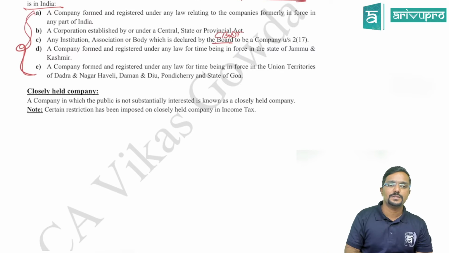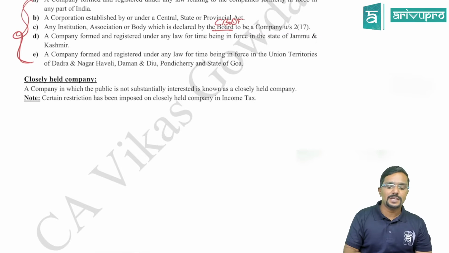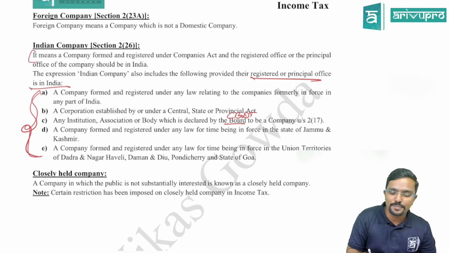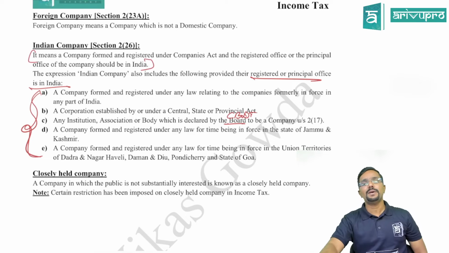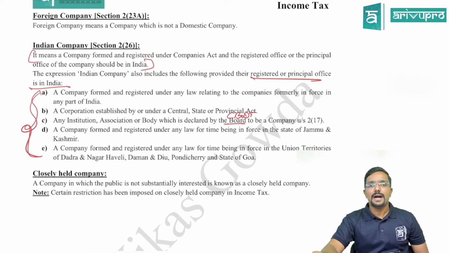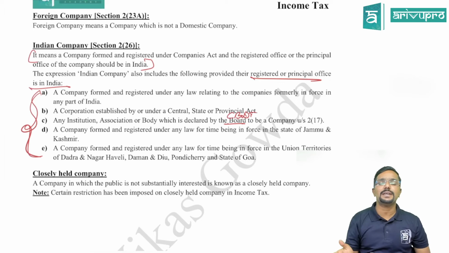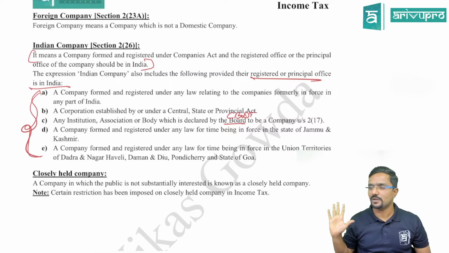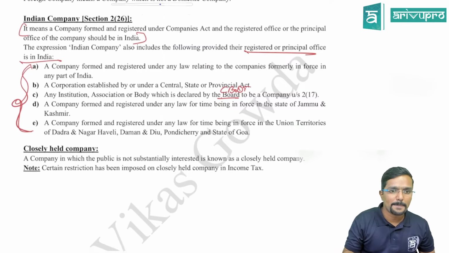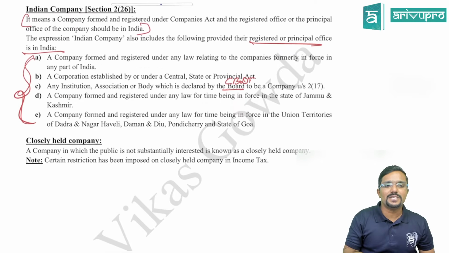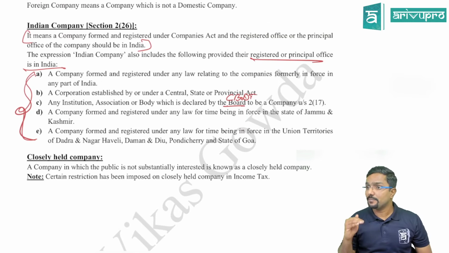Chalo. So sir, are these 5 points important for us? No. Okay, so these 5 points are not important for us. What is important is this part. If any company is registered under the Companies Act of India, whether this 2013 Act or the 1956 Act, and if their principal office is in India, they're an Indian company. That's all. The other points are like outdated points. But still it is a part of the definition.